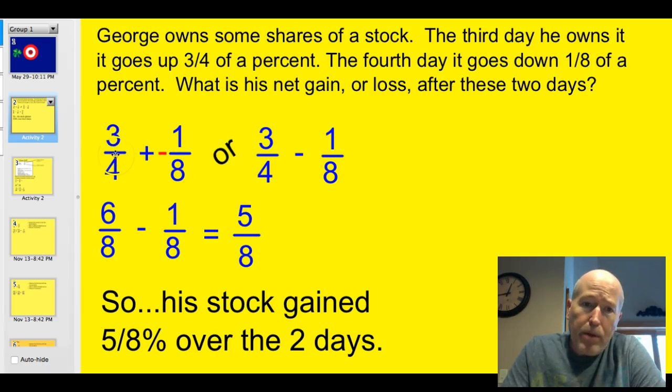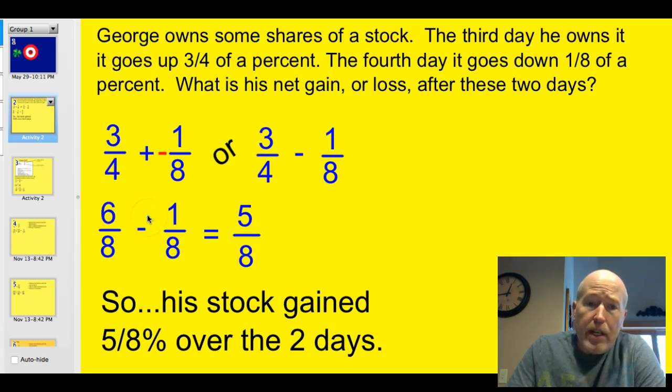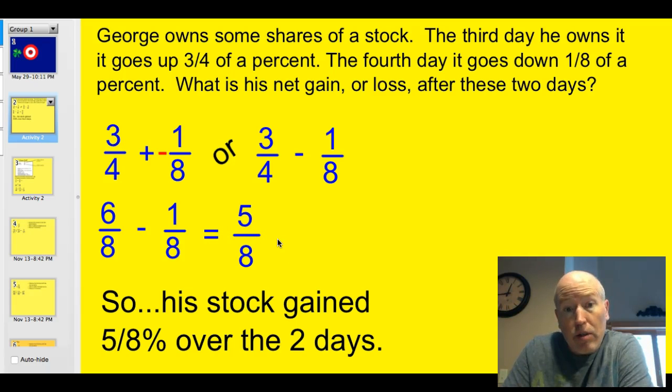Well, it went up 0.75, and then we're adding a negative 1/8, which is really the same as it was up 0.75, and then it went down 1/8. So we're taking 3/4 minus 1/8. Well, in this situation, you have to have a common denominator, and these are unlike denominators. So I renamed 3/4 to 6/8. Then I can quickly subtract straight across like we did before. 6/8 minus 1/8, 6 minus 1, leaves a total of 5/8 as my answer. So his stock gained 5/8% over those 2 days.